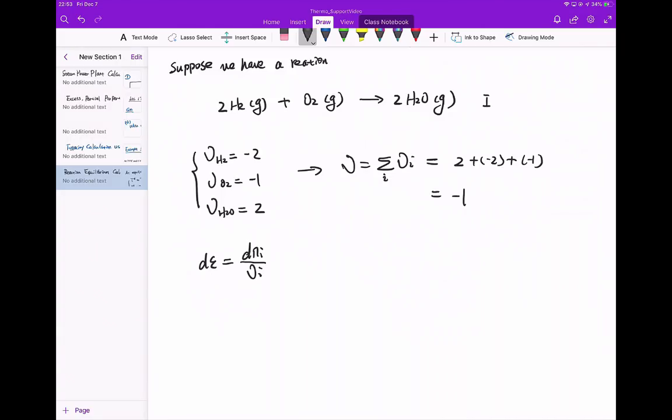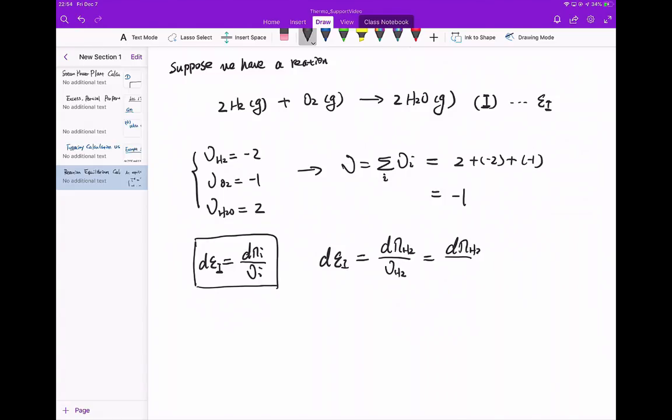So if we define, according to the definition, d epsilon is d n i over nu i, then suppose this is reaction 1, and we have the corresponding epsilon 1 as the reaction coordinate at equilibrium. Using this definition, we can say that d epsilon 1 is also the change of hydrogen, d n hydrogen, over what? Over nu hydrogen, which is d n hydrogen over negative 2, right?